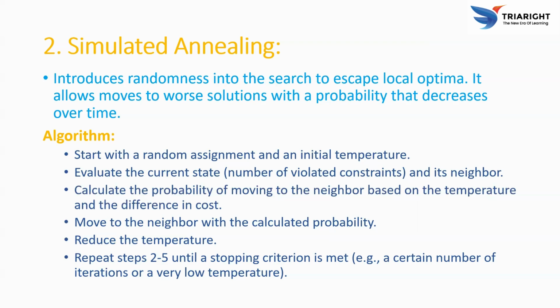The iteration repeats steps two to five until a solution is found, or the temperature drops to a very low value, or a maximum number of iterations is reached. It has the advantage that it can escape local optima, making it more likely to find a global optimum. It also has disadvantages, like requiring careful tuning of the annealing schedule, and it can be slow because the cooling schedule needs to be slow.